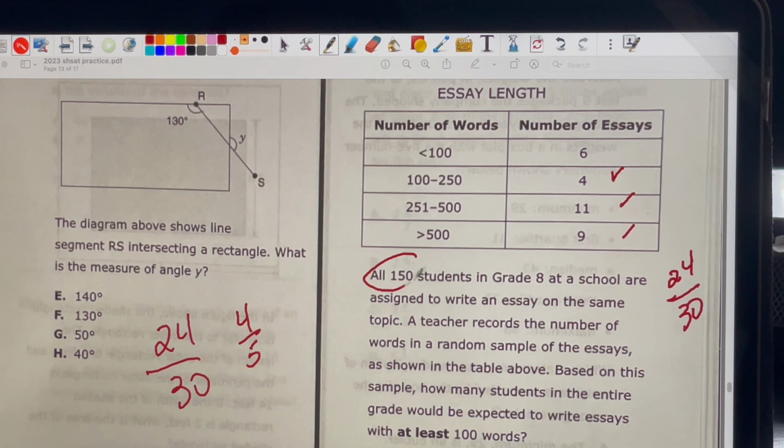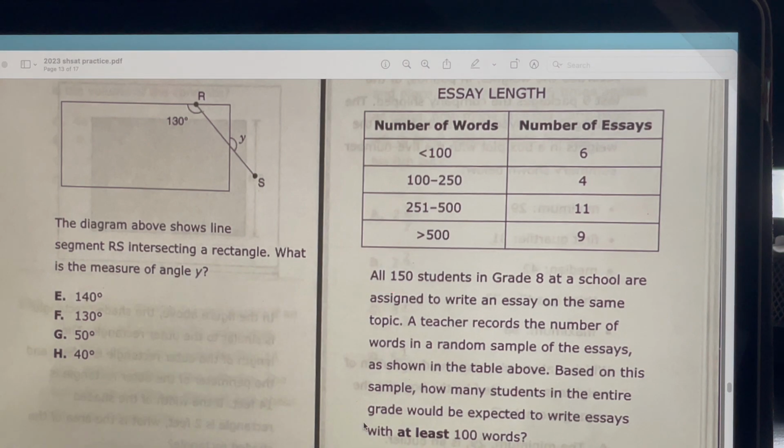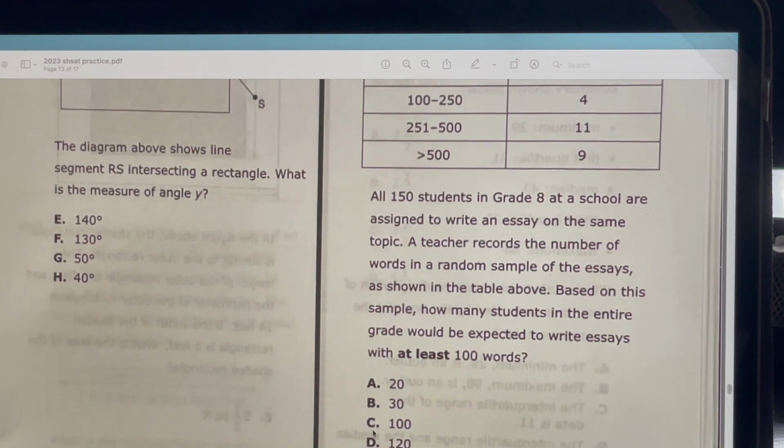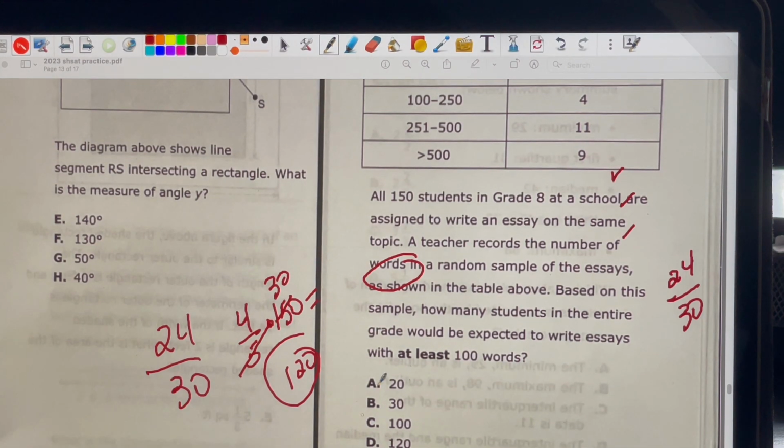Now, if there's 150 students, how many would you expect? Well, we can simplify it. 150 divided by 5 is 30. So this simplifies to 30. And 4 times 30 is 120. So out of the 150 kids, we would expect 120, or D, to write 100 words or more.